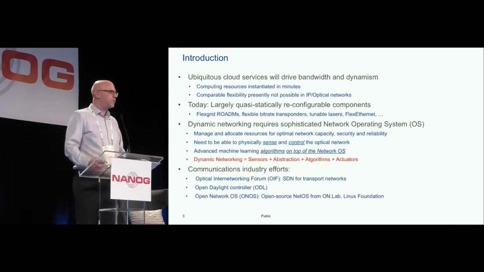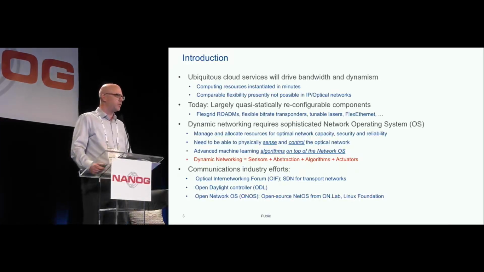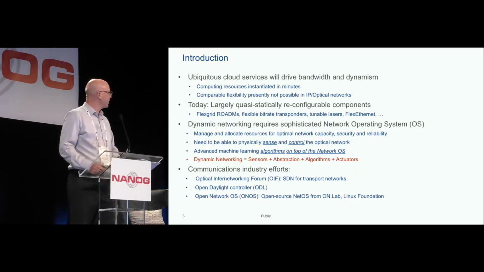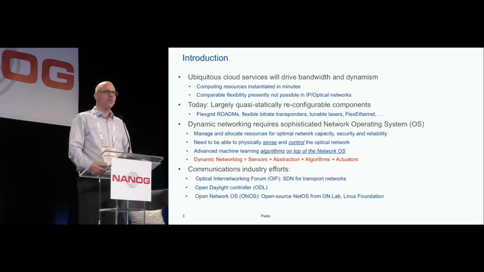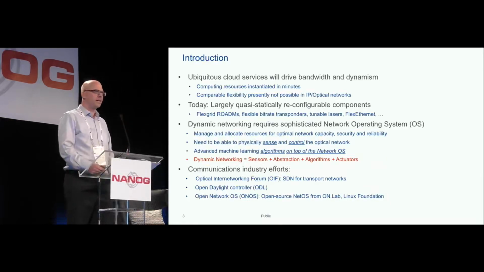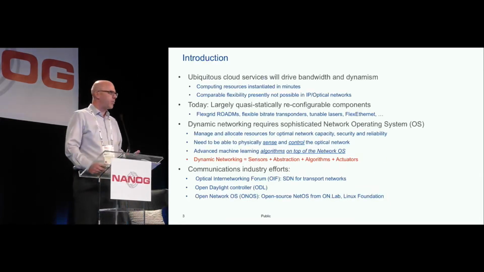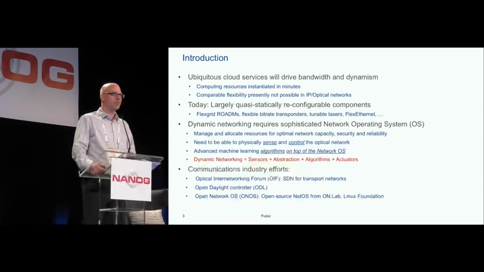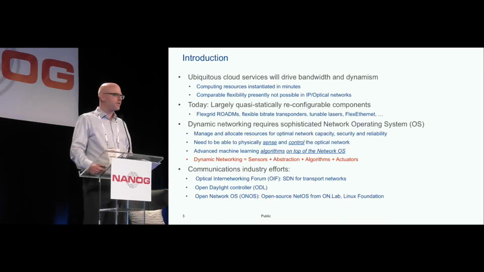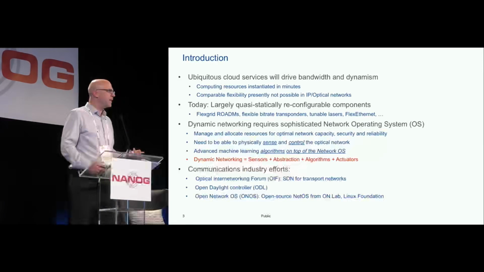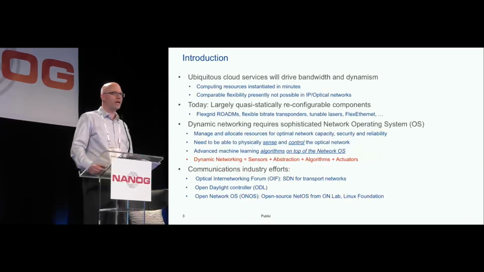So as we see, ubiquitous cloud services will drive bandwidth and dynamism in the network. We're seeing the situation where compute resources can be instantiated in a matter of minutes, but comparable flexibility is really not possible in the IP optical networks. There's a number of reasons for this. In your transport networks, you tend to have much more complexity and different vendors, different network elements that you need to be able to control.